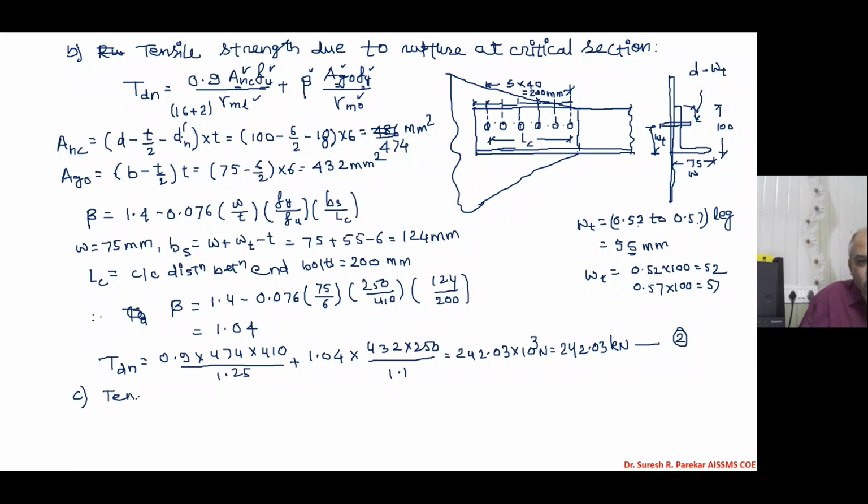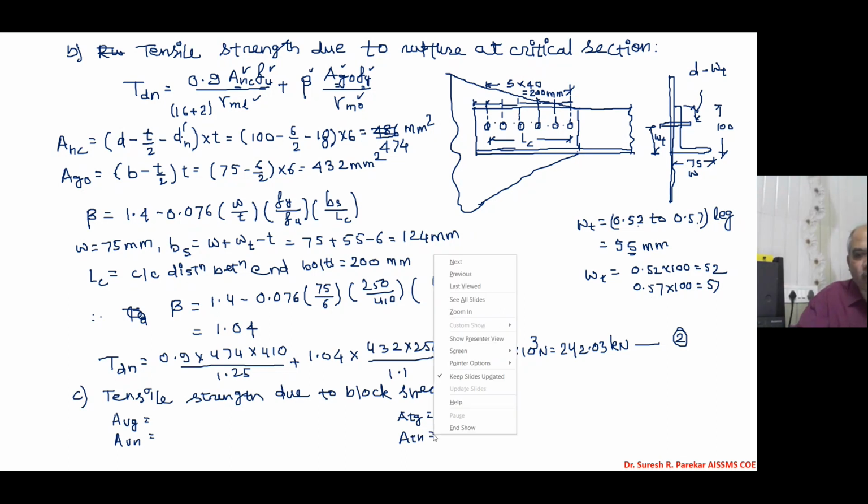Tensile strength due to block shear. Now you can see, we require the value of AVG. We will calculate AVG. Then we have AVN, then we have ATG, and then we have ATN. So these four values are most important. Now I will explain how we will go with these values.